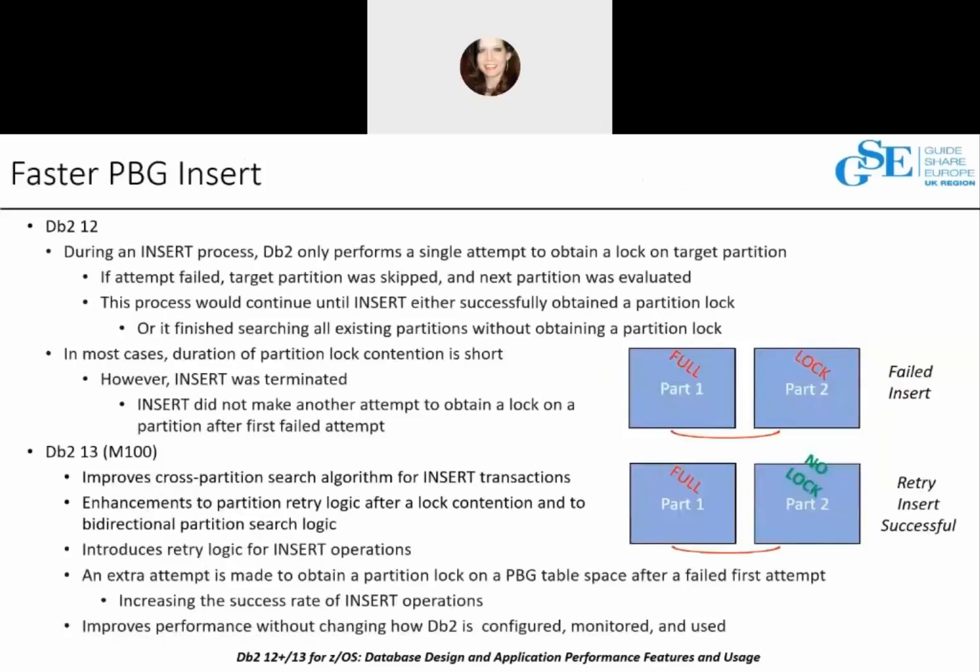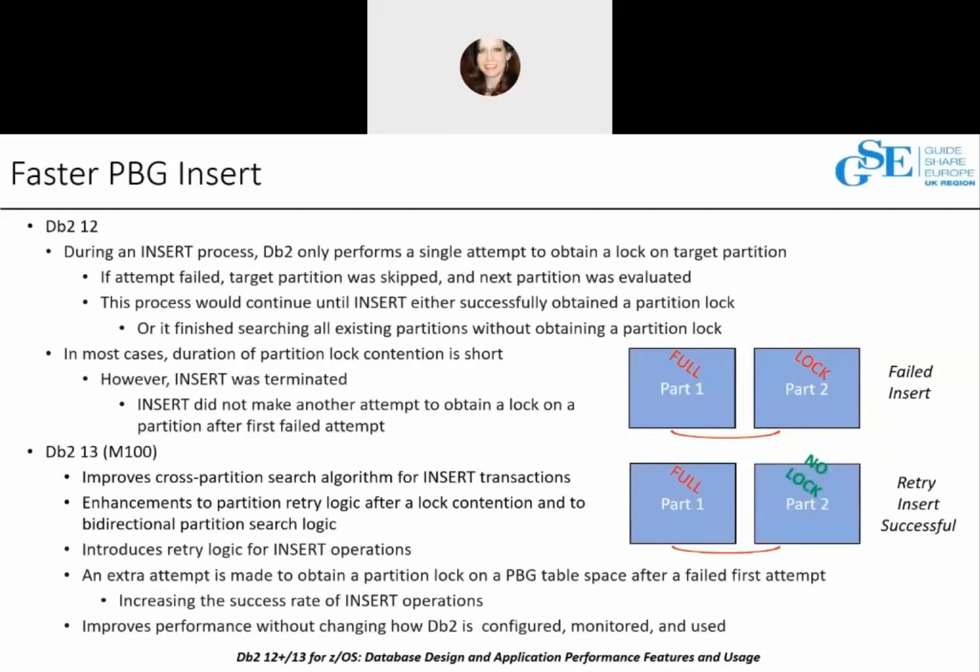So back to partition by growth. Partition by growth table spaces have had their challenges, and that's why it's been encouraged for people to use partition by range instead of partition by growth because of some of the challenges with the performance with these types of table spaces.